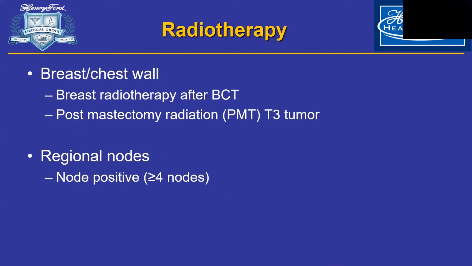Radiation is typically step 3. It's either to the breast or the chest wall. Again, as I mentioned earlier, we always talk about radiation after the lumpectomy operation or the breast conserving therapy operation. Post-mastectomy radiation, we recommend if the tumor is greater than 5 centimeters. And then we typically recommend radiation if there are greater than or equal to 4 nodes positive.